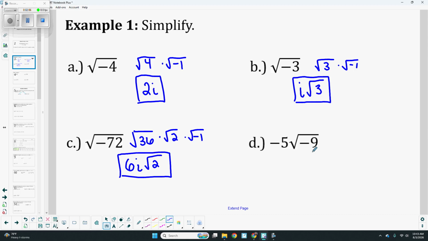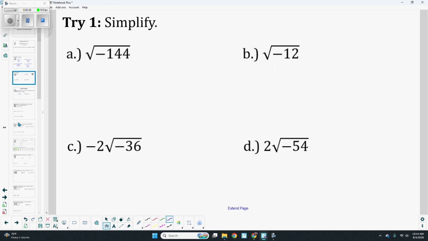And for this one, the -9, 9 is a perfect square. That's really 9 times -1. So we have a -5 times a 3 times that i. So this would be -15i. So here's some for you to try. You can pause. The answers are posted in the blank notes on Google Classroom.